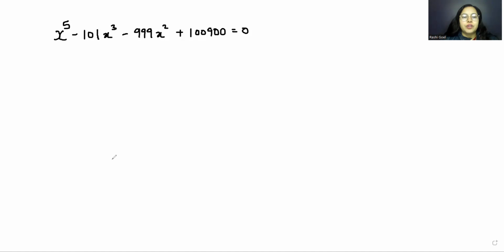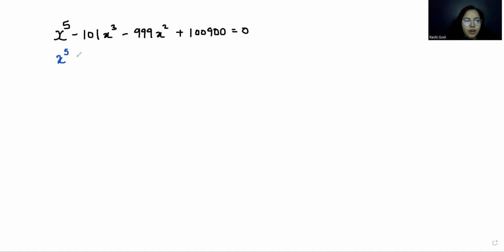My name is Rashi Goel and in this video we are going to solve x power 5 minus 101 x cube minus 999 x square plus 100,900 is equals to 0. So let's solve this equation.